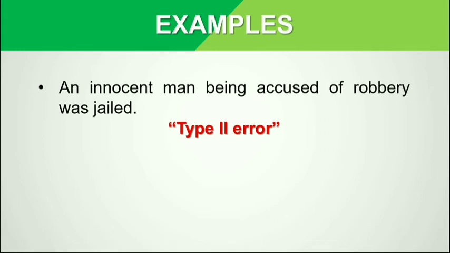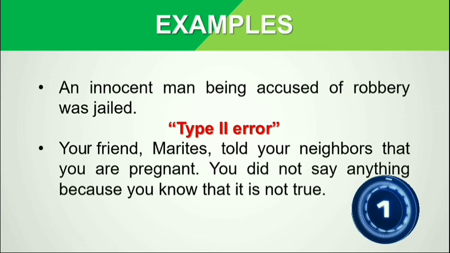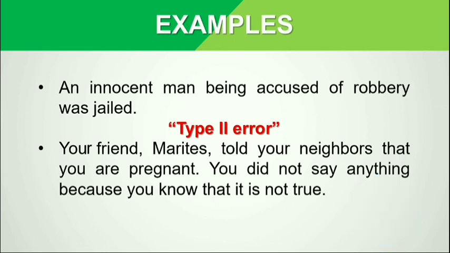How about this one? Your friend, Marites, told your neighbors that you are pregnant. You did not say anything because you know that it is not true. Is it a type 1 error, a type 2 error, or a correct decision? This is a type 2 error because you're not rejecting a false statement.